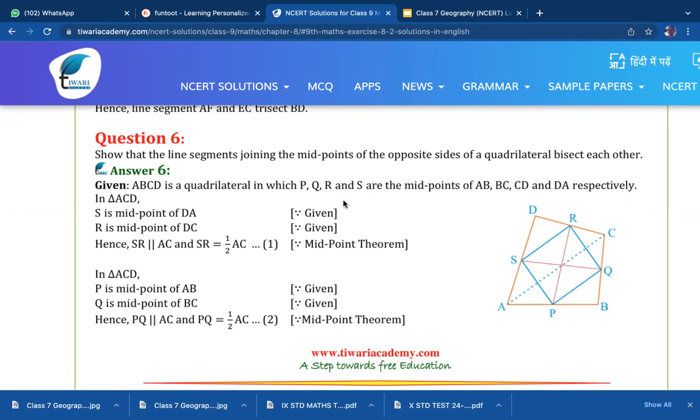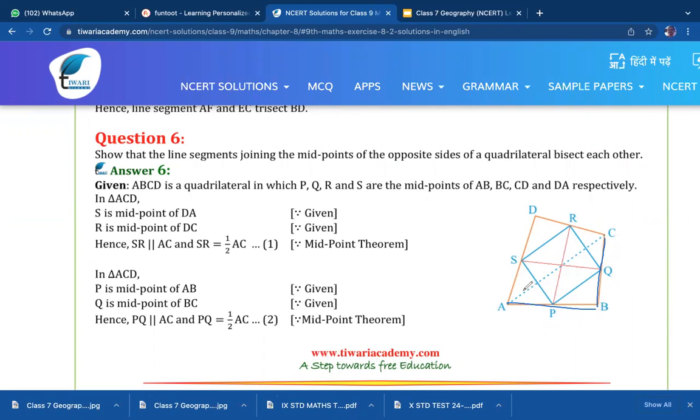So, let me go to the question. See what is given in the question. Let me draw a quadrilateral ABCD. ABCD is the quadrilateral. Let the midpoints be P, Q, R, S respectively. Now, let's join the midpoints PQRS.